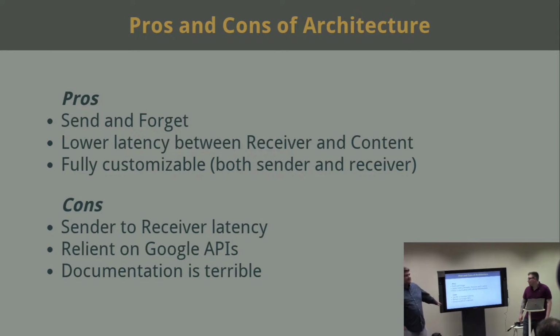The other cons, you're reliant on Google's APIs. So right now, if you want to make a sender app that's not Android, iOS, or Chrome, too bad, you can't. And then third, their documentation is terrible. And in a lot of cases, it's just wrong. Yeah, it's a trap because it looks like it's well documented, but it doesn't follow any of the behaviors it says.